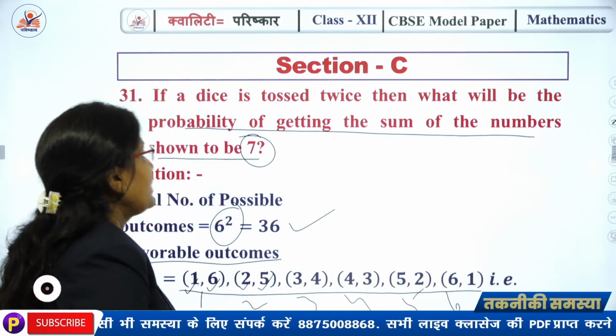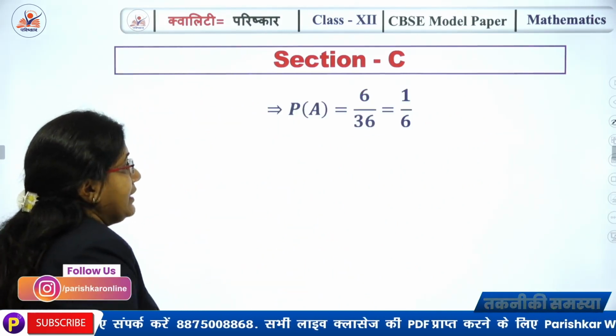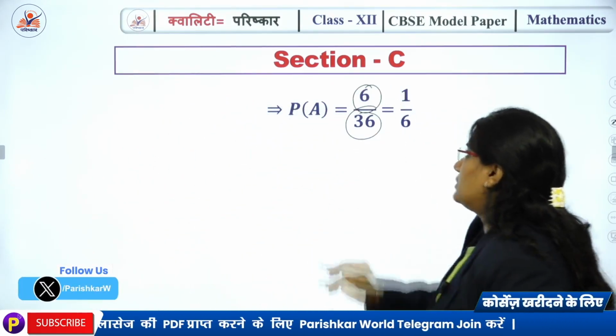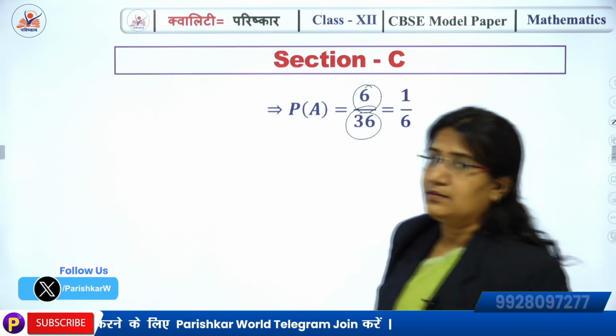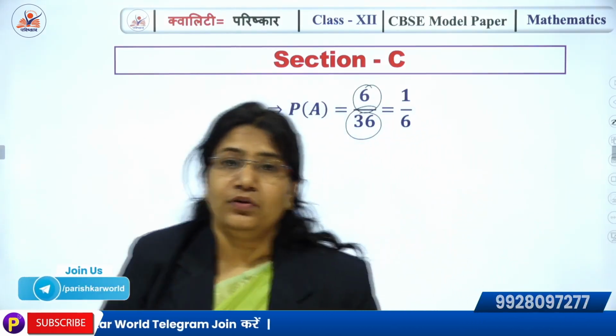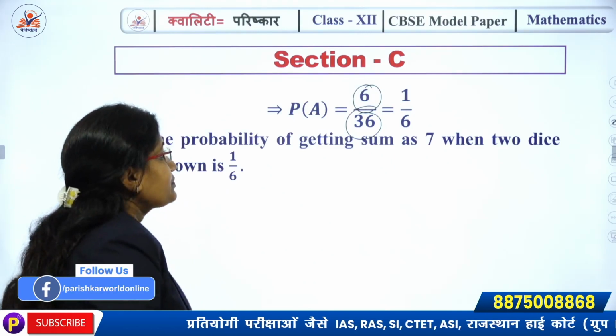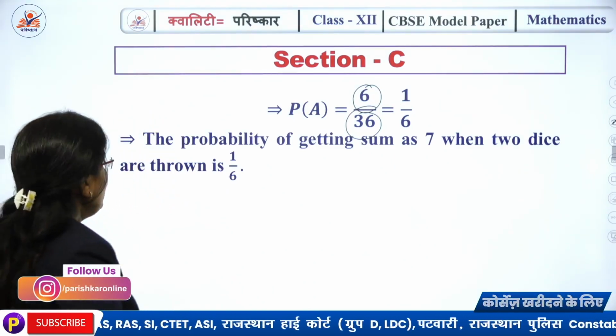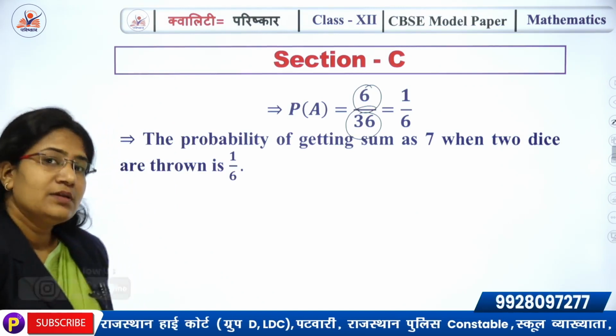Clear, student? Now the probability of A is equal to favorable outcomes upon total outcomes. That means 6/36, which is equal to 1/6. So the probability of getting sum as 7 when 2 dice are thrown is 1/6.